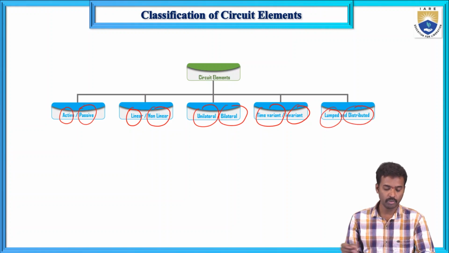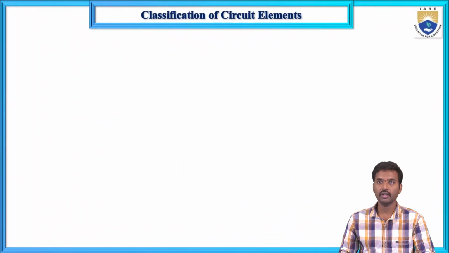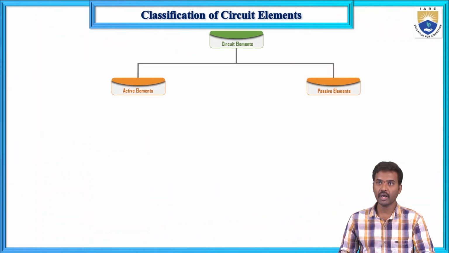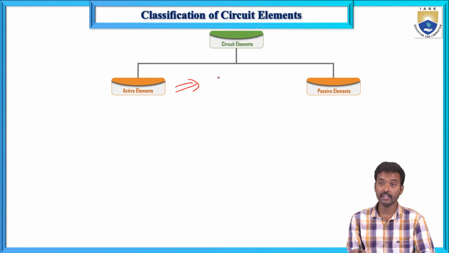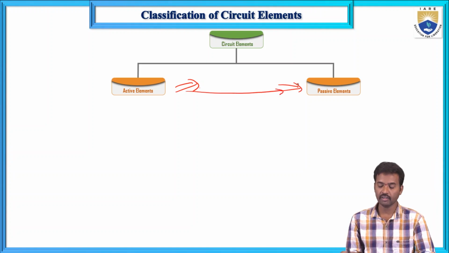First I will explain the classification of active and passive elements. Elements are classified into two types, active elements and passive elements. Active elements are those which deliver power to the other elements in a network, and passive elements are those which receive power from the other elements in a network. So power always flows from active elements to passive elements.